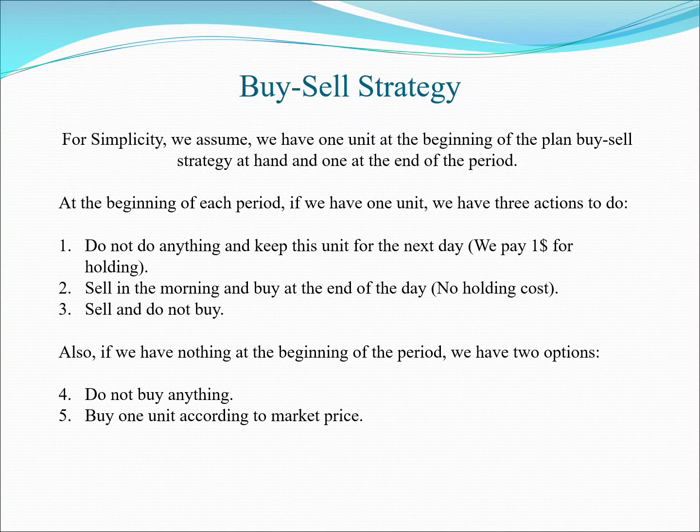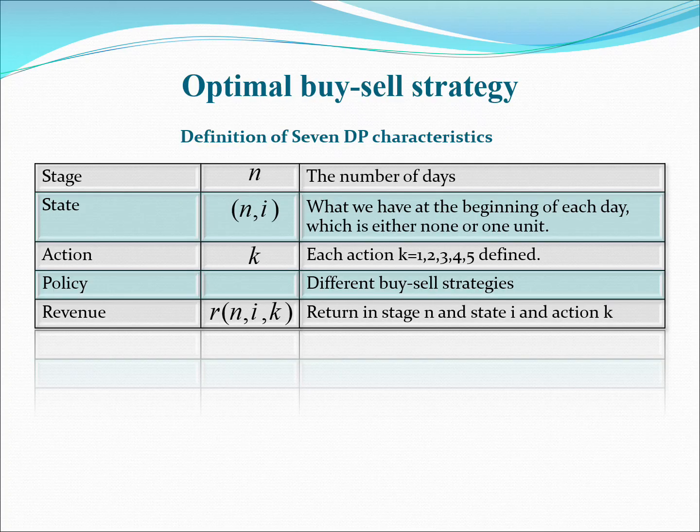Also, if we have nothing at the beginning of the period, we have 2 options. Fourth, do not buy anything. 5. Buy 1 unit according to market price. We assume we have 1 unit at the beginning of the day first and keep 1 unit at the end of the 5th day. Here, the state N attribute of the dynamic programming is defined as each single period.